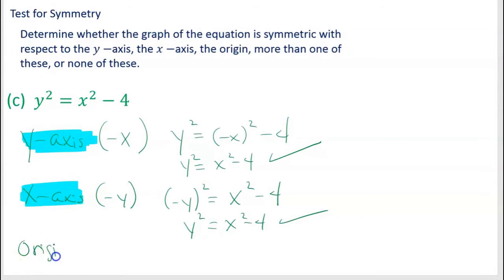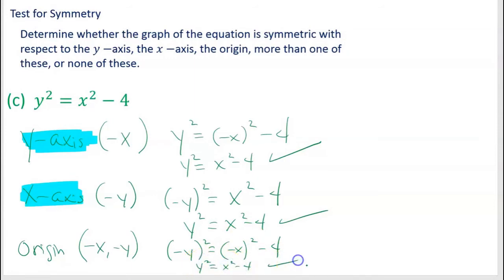This is called origin symmetry. Okay, so we're going to plug in negative x for x, negative y for y, and that's going to give me negative y squared equals negative x squared minus 4. When I simplify that, that gives me y squared equals x squared minus 4. Notice that matches the original also.